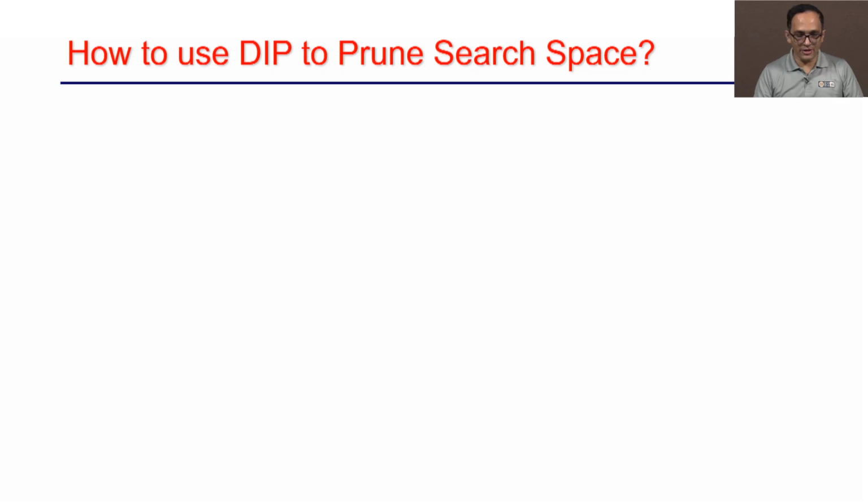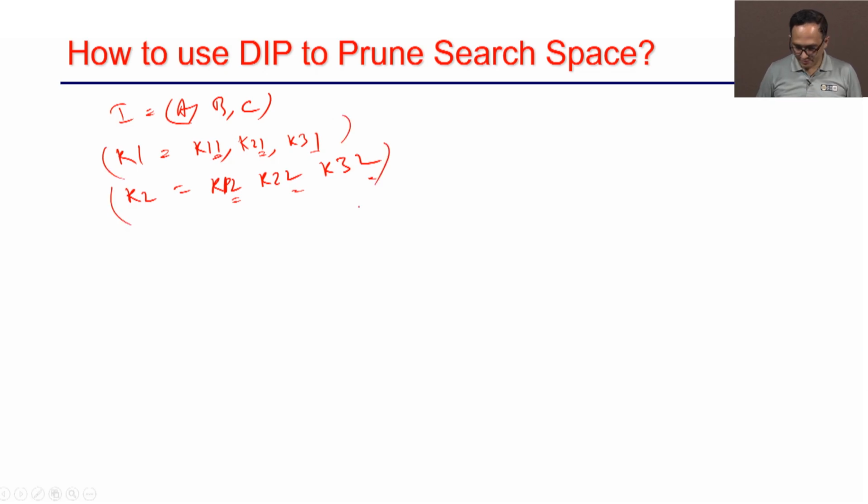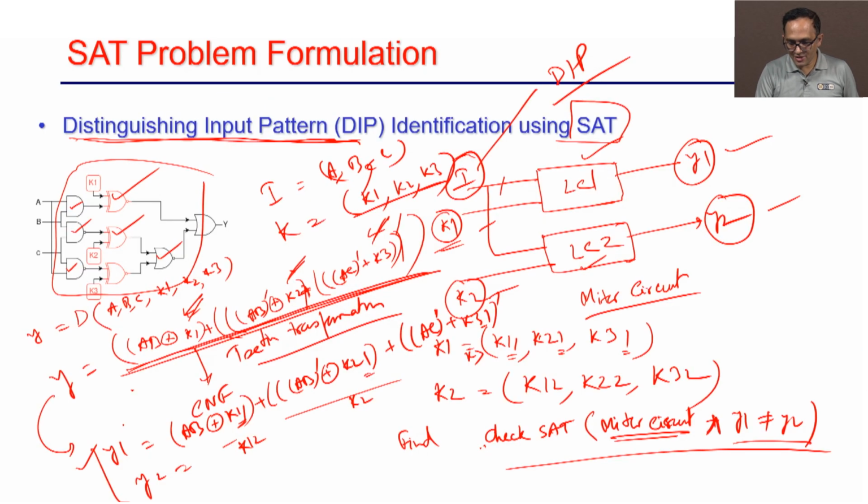So, for my example, let us say in my case the input I is basically ABC, and K1 is basically K11, K21, K31, and K2 is basically K12, K22 and K32. The only difference is that I have added 1 here and 2 here, right. So, once that SAT call returns, it says it is satisfiable, right.